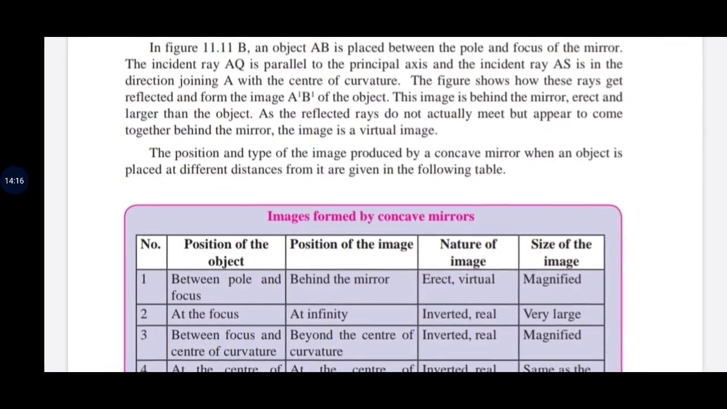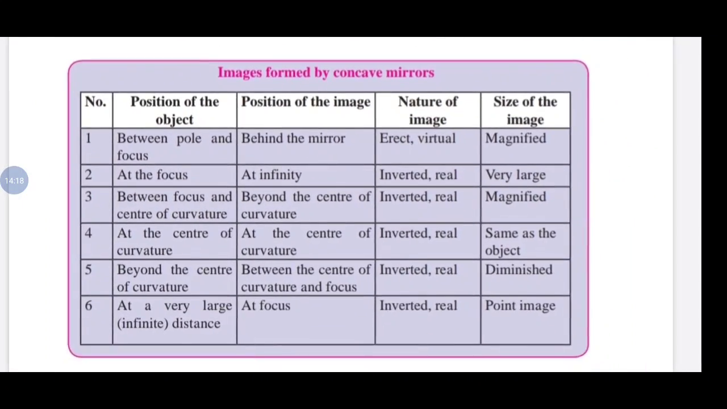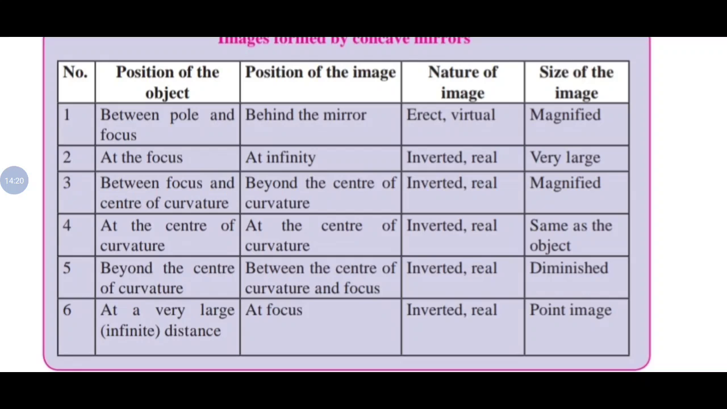So only 2 ray diagrams were given to us on the previous page. Which one? The object placed between pole and focus, that is the first one. In the table, check that. The position of the image given here is behind the mirror. Is it correct? Nature is erect and virtual, and size is what? Magnified. Are all getting it?